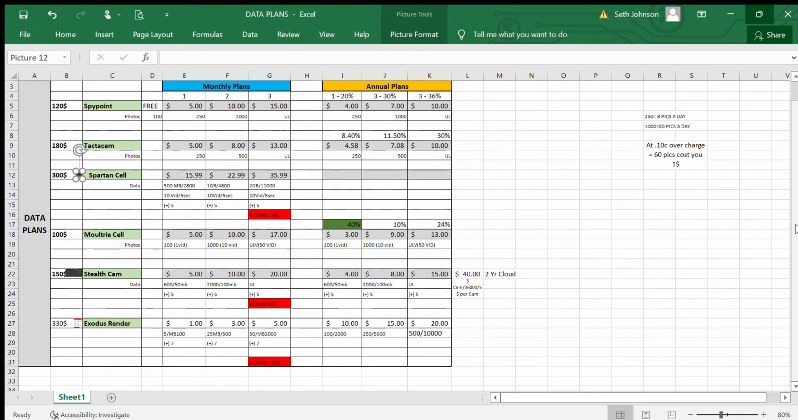The other thing, a theme across data plans, is that just like any data plan, you're going to have overage charges. And most of those are about 10 cents per megabyte, I think. So that comes out to about 60 extra pictures for the month is going to cost you $1.